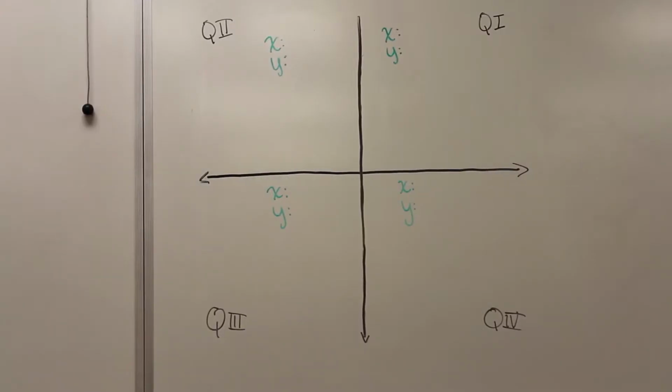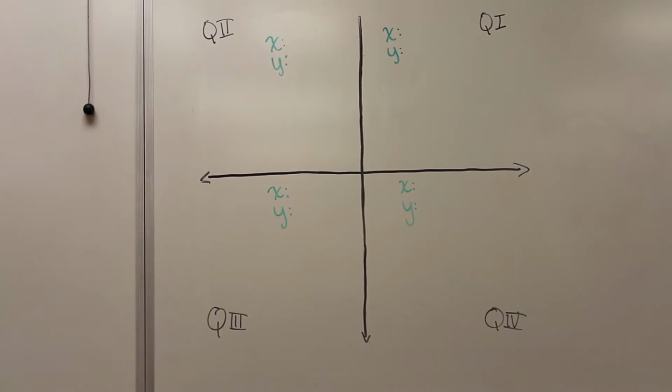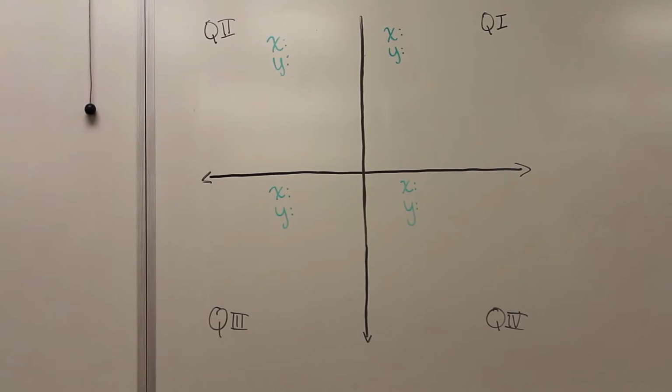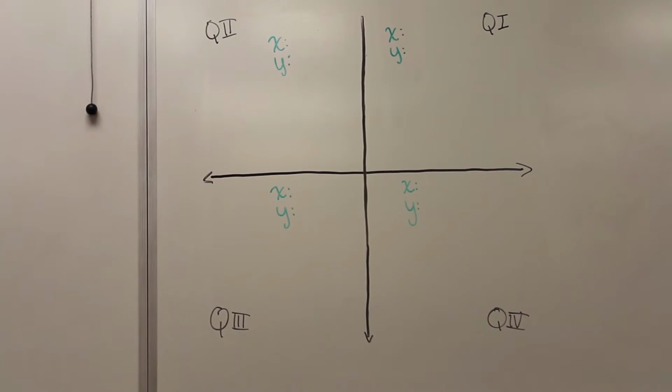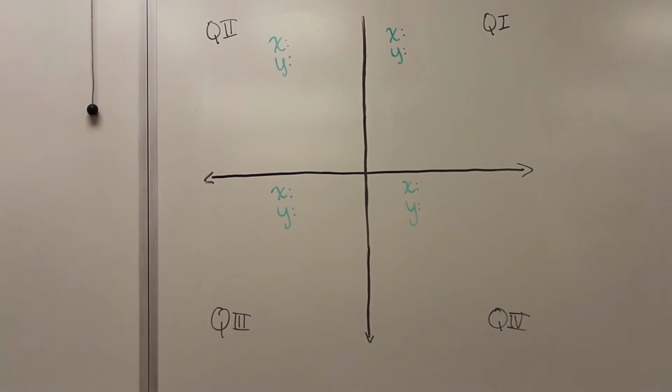Another thing that helps is knowing which of the values of the coordinate point are going to be positive and negative. It also might help if you know which trig functions in each quadrant will be positive every single time. So let's start with x and y values.